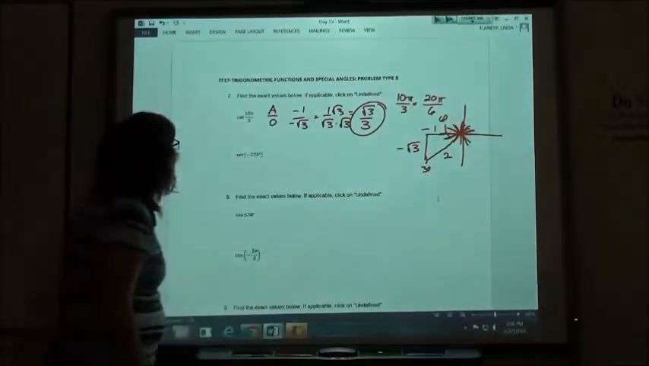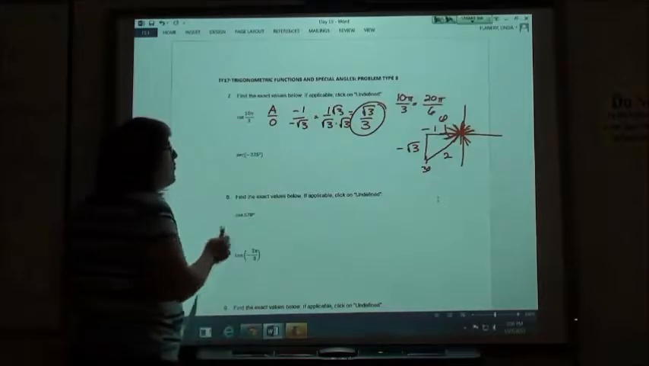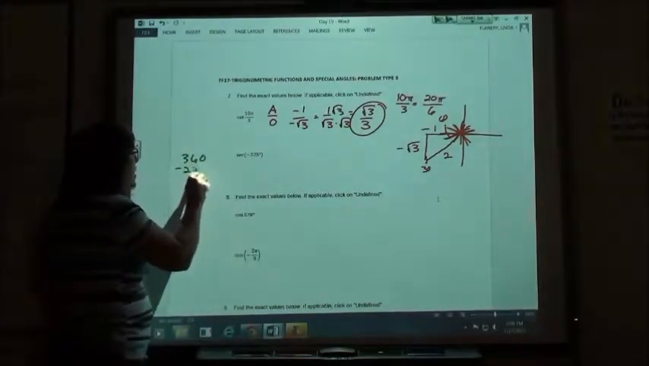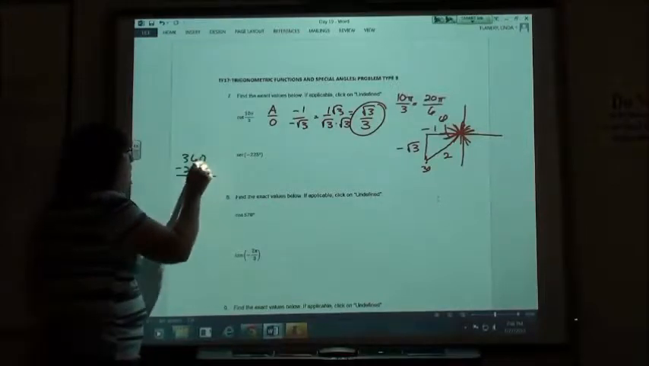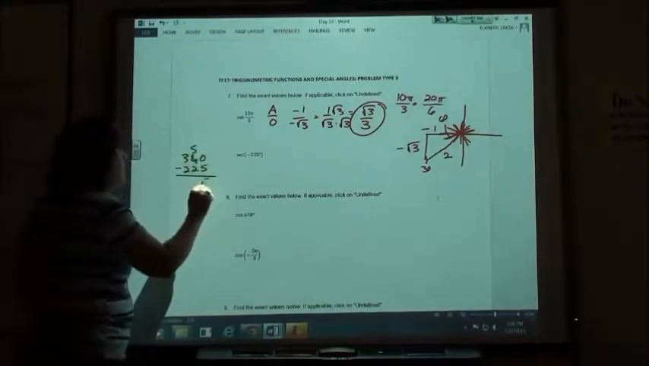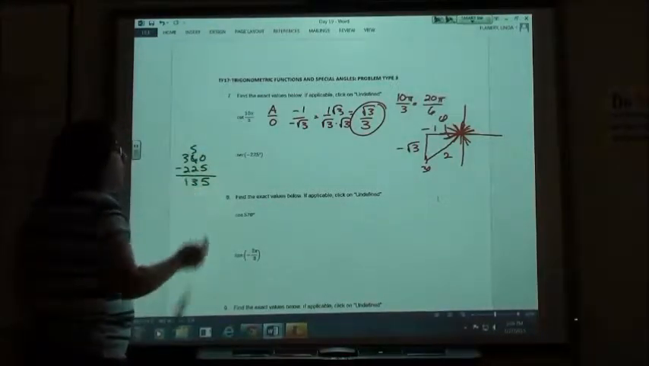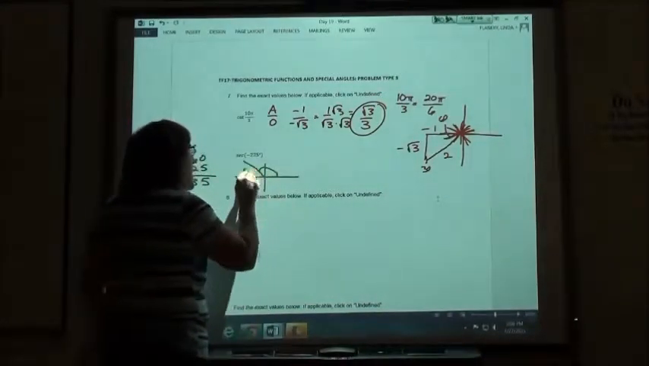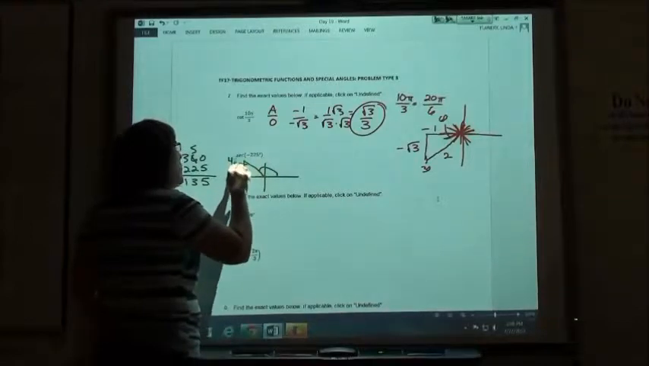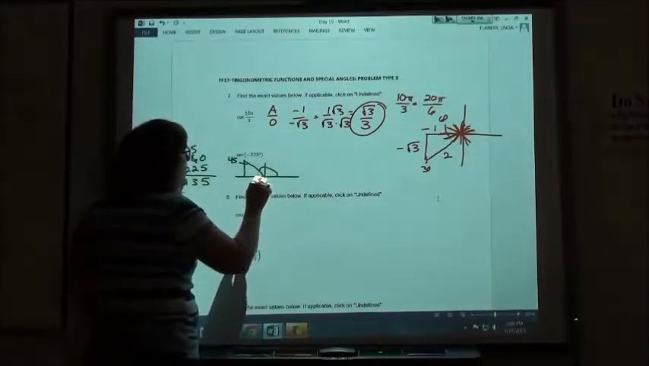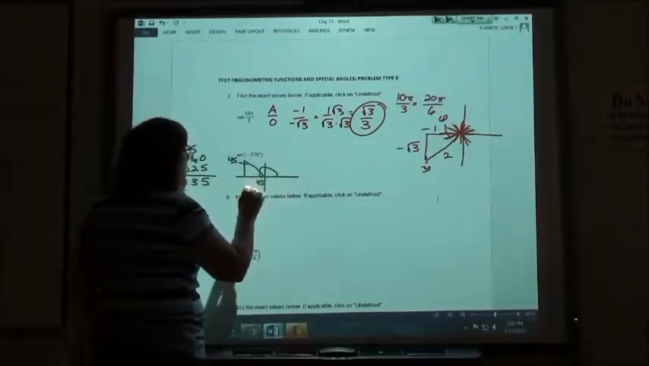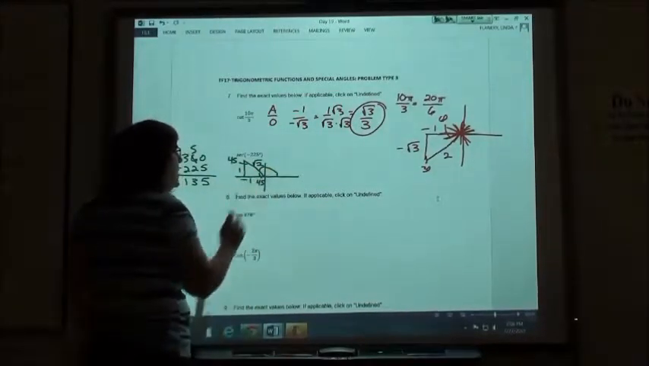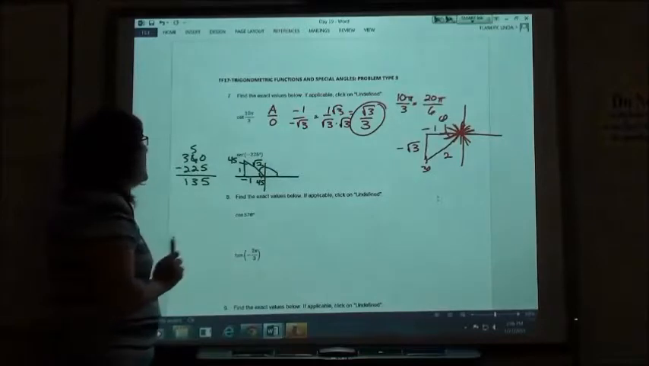On my secant, again, this is a negative 1, so I'm going backwards around. So if I take 360 and subtract 225, I get 135. So 135 would be over here. That's leaving me a 45-degree angle. So I would have 1, 1, and the square root of 2. This side's going back, so it's actually a negative 1.